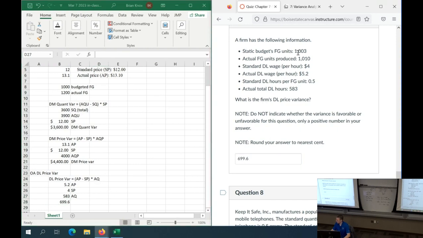I could ignore this stuff here. Standard quantity, actual quantity, yeah. And then actual, I said it wrong. Standard price, actual price, and actual quantity. Okay, great. That should be our answer right there. Here, let me highlight this cell right here.